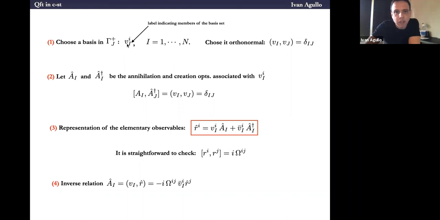And then the representation of the elementary observables, Q's and P's, is just given by this expression. There is a sum in capital I, for each basis element times the annihilation operator, plus the Hermitian part, and that's it. And you can check that this representation satisfies the commutation relations. You can also invert this relation. You can extract A's and A daggers out of Q's and P's just by taking the symplectic product with the basis elements.